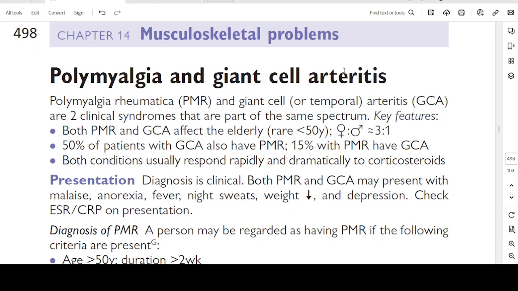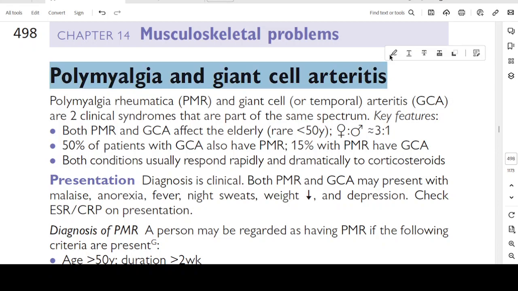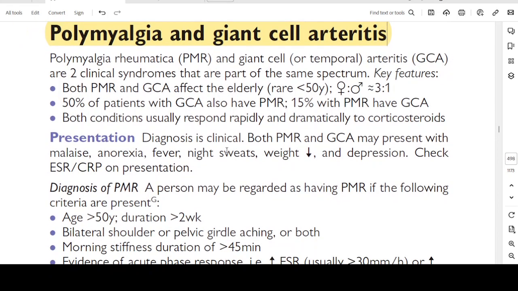So the next topic is polymyalgia rheumatica and giant cell arteritis. Polymyalgia rheumatica or PMR and giant cell arteritis or temporal arteritis are two clinical syndromes that are part of the same spectrum. Key features: they affect the elderly and are rare in less than 50 years of age, females more than males. 50% of patients with GCA also have PMR. 15% of PMR have GCA.